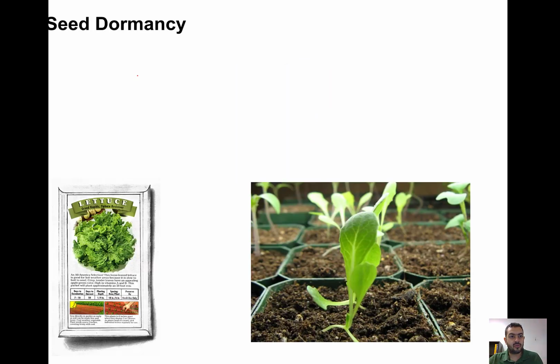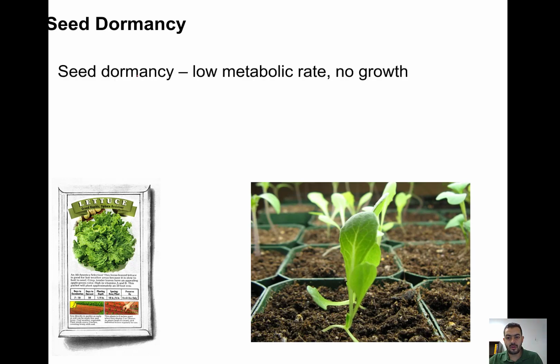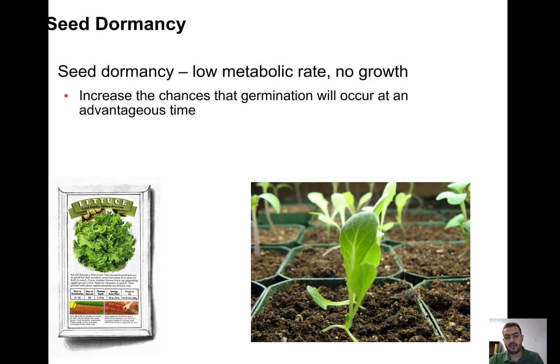So as you know, the plant will germinate from the seed. The seed can stay dormant for many years. I will show you in the next slide that it can stay dormant for even thousands of years. And by dormancy we mean having low metabolic activity and no growth. As you know, there are reserved nutrients within the seed, so the embryo will not consume these nutrients because of that dormancy, and that increases the chances that germination will happen at an advantageous time.